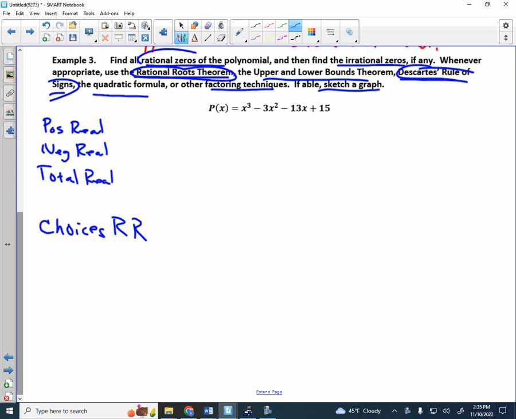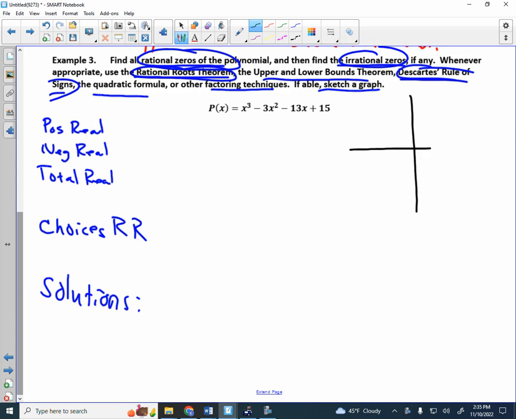Find all the zeros. That's going to be our solutions in the end. Irrational zeros will be included in that. And upper and lower bound, if we need to use it, we'll use it. If the quadratic formula needs to be used, we'll use it. If we need to factor, we'll use it. And we will sketch a graph at the end. We'll put that graph right here. We are ready to go to work. This shows the complete work that we've put forth in this class so far. Okay?